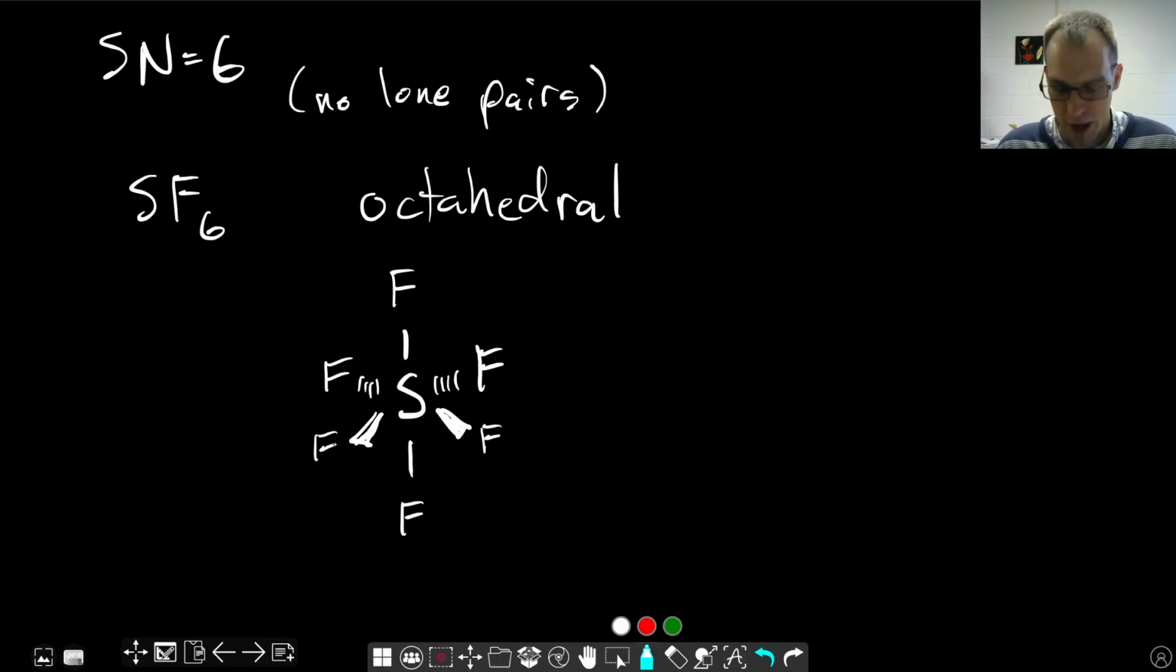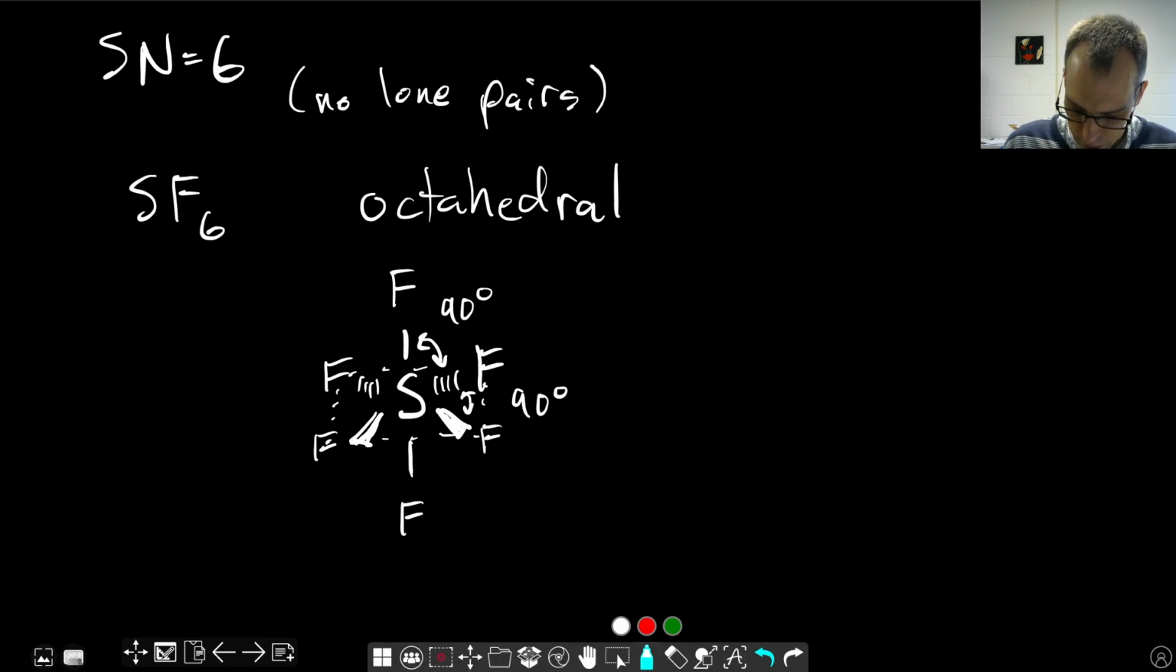This is how I draw it. All the angles here between adjacent fluorines are 90 degrees. Whether you're going from the top to the middle, you can view this as a square between these 4 fluorines here. Maybe I should do that in a different color. A square that forms among these 4 fluorines here, with another fluorine pointed up and another fluorine pointed down.